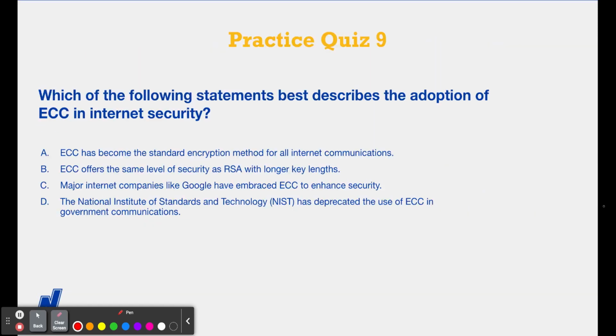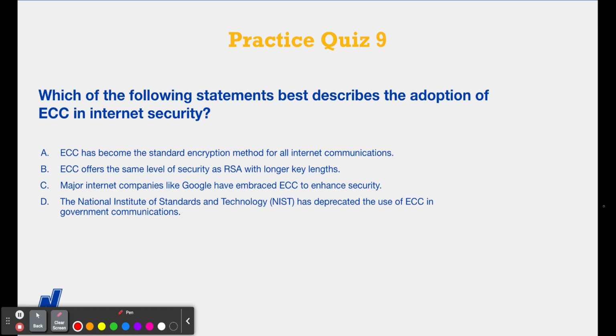So, with all that, we're going to jump into a quiz question here. Which of the following statements best describes the adoption of ECC in internet security? A, ECC has become the standard encryption method for all internet communication. B, ECC offers the same level of security as RSA with a longer key length. C, major internet companies like Google have embraced ECC to enhance security. D, the National Institute of Standards and Technology (NIST) has deprecated the use of ECC in government communication.